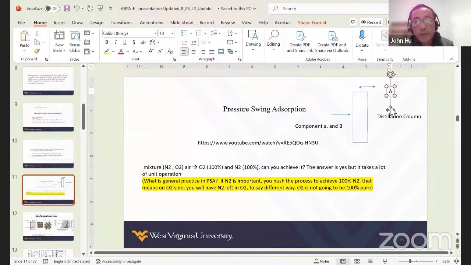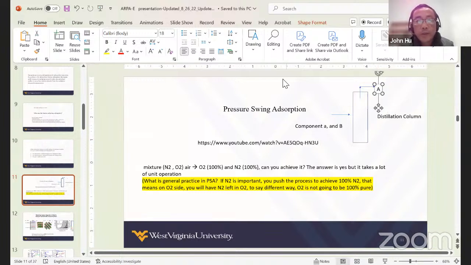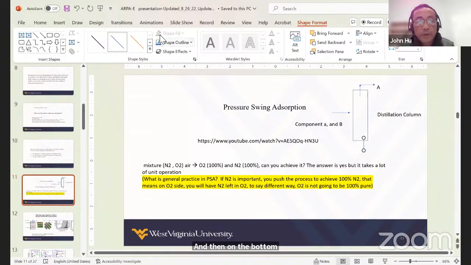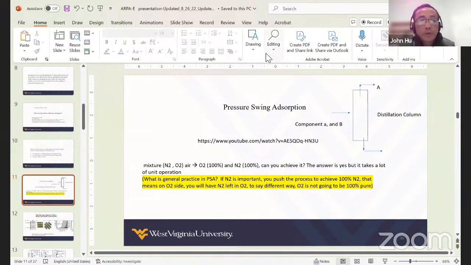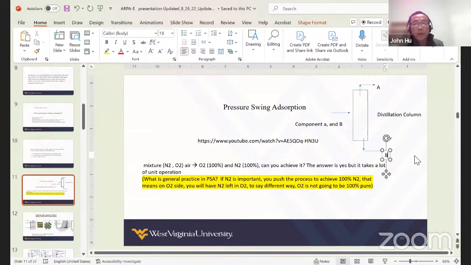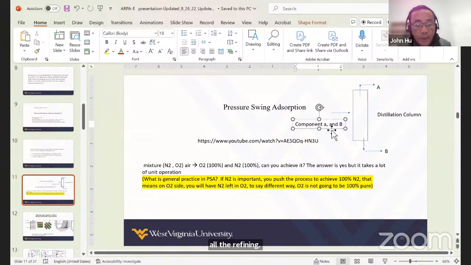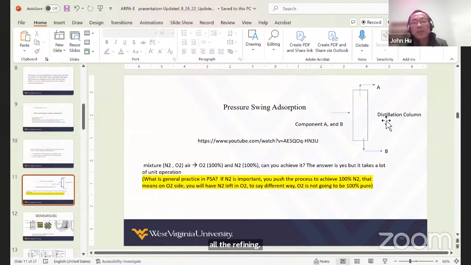You have A, and then on the bottom, you have a B. Okay. So this is what you want. If you look at any chemical plant or the refining, you have a mixture of A and B coming in. And then let's say the gasoline distillation. This is the gasoline, and then on the bottom, this is the heavy material, the B.